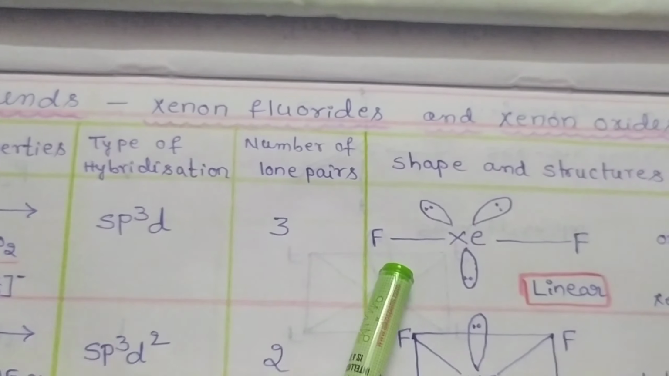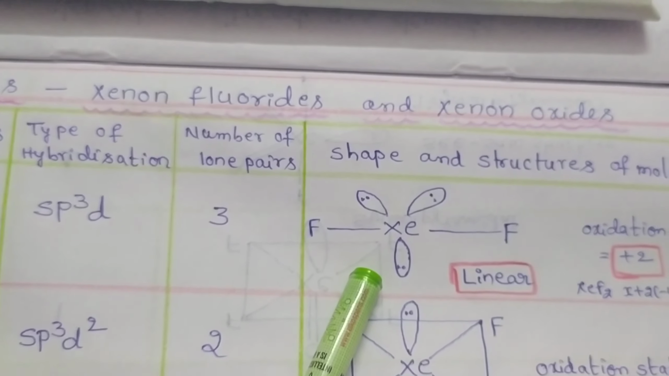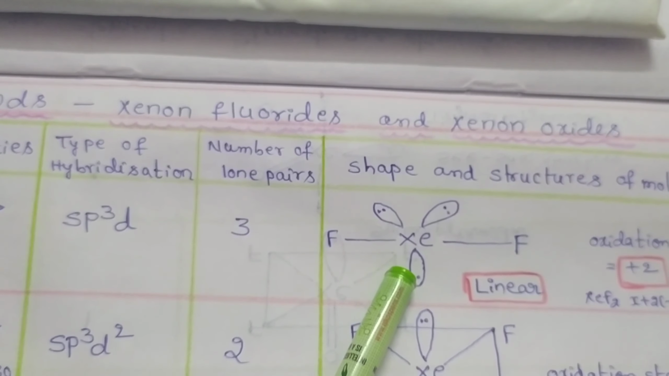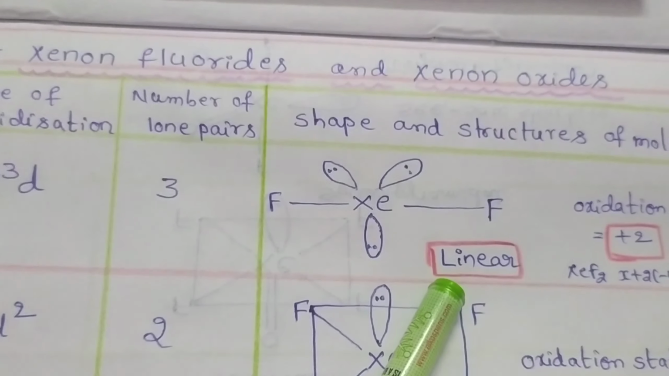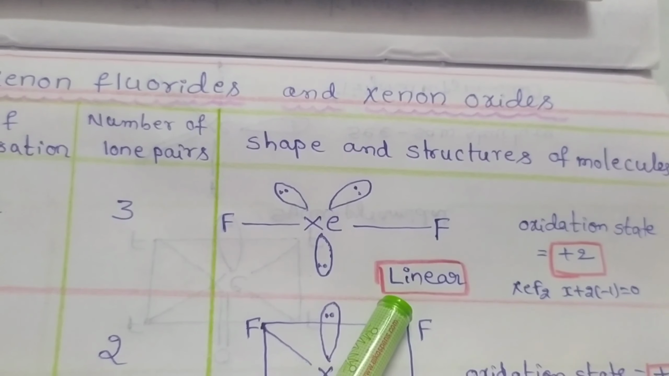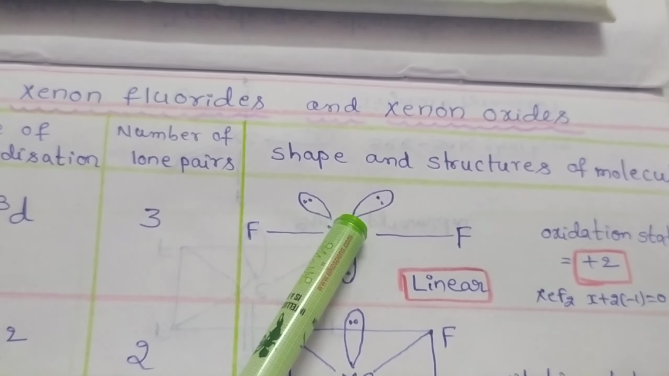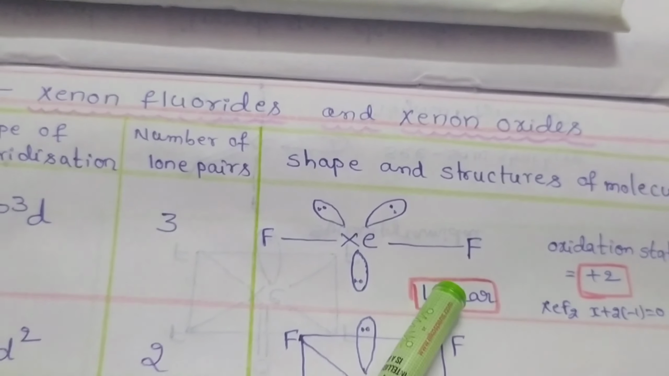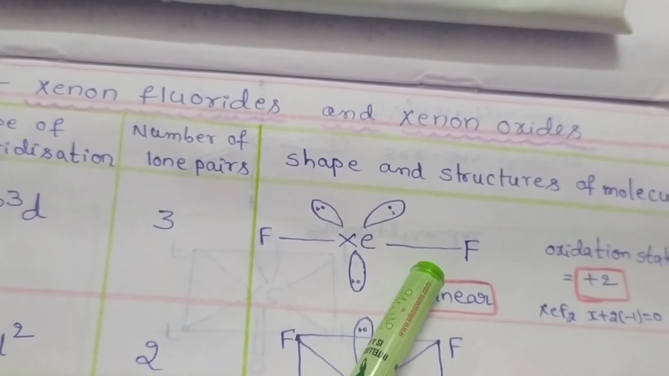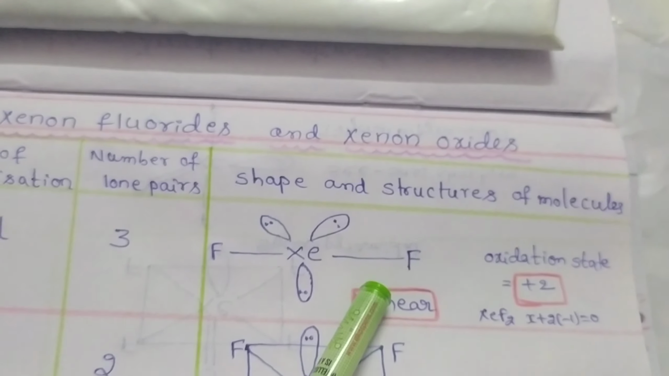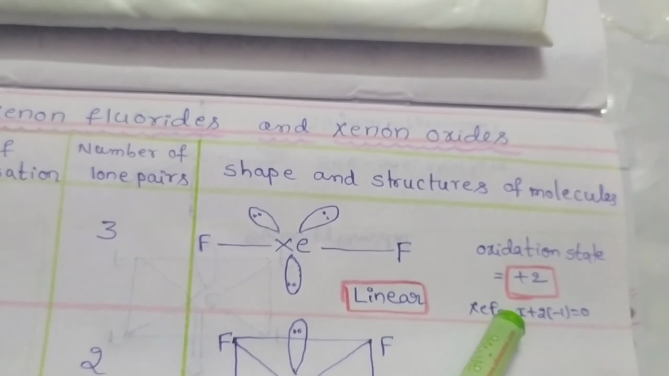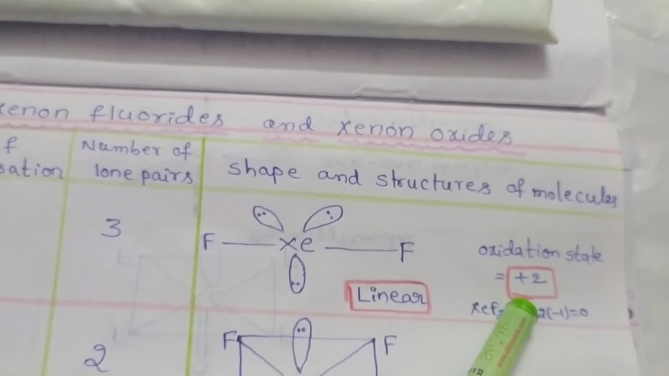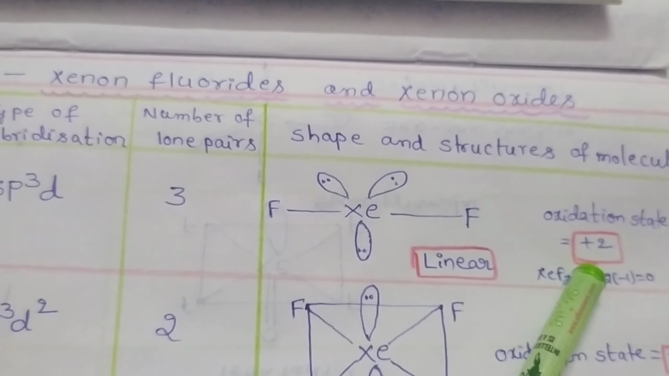When we look at this structure, this xenon compound is linear in shape. Here the number of lone pairs of electrons is equal to 3 and the number of bond pairs of electrons is equal to 2. In xenon difluoride, xenon shows +2 oxidation state.